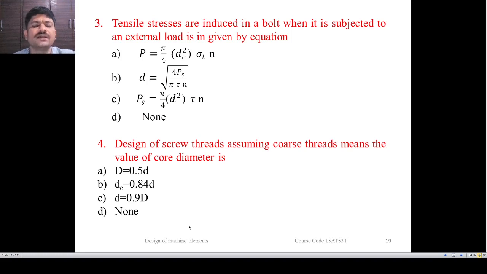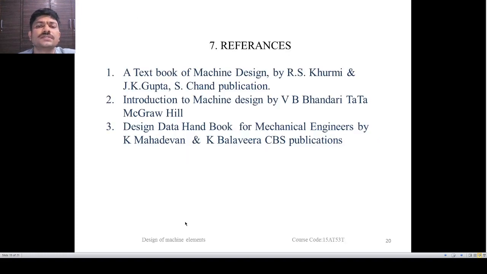These are some of the multiple choice questions related to this topic. These are some of the references required for this session, for extracting the content and some of the problems, and along with that we are utilizing the design data book for solving the problems.